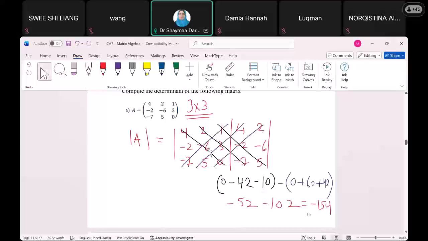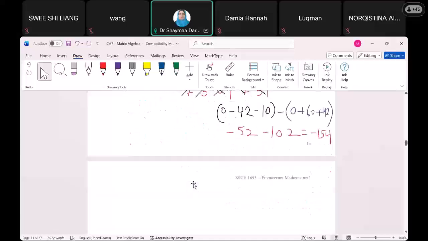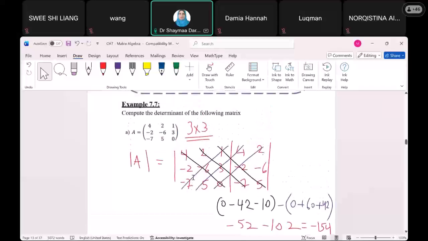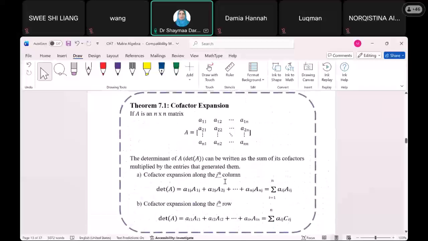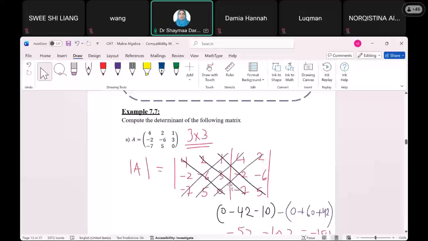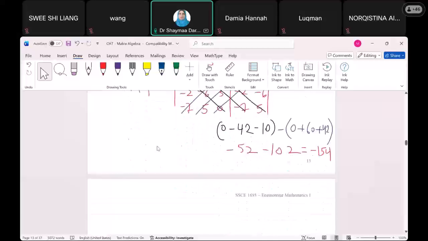This is one method of finding the determinant of a 3 times 3 matrix. But this method can only be applied to a 3 times 3 matrix. A 4 times 4 cannot, so you have to repeat columns, take 3 diagonals minus the other 3 diagonals. Or you can use the cofactor. This method is applicable for any n times n matrix. So the other method is right here.